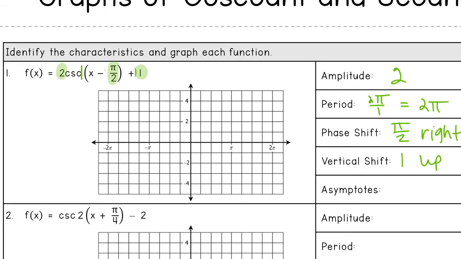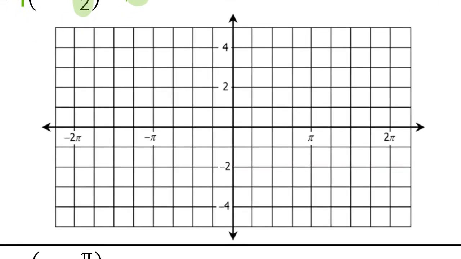So I like to work backwards. I like to start with the vertical shift first. So vertical shift is 1 up. So when I look at my graph, remember we would start from the origin. We're going 1 up. So our midline would be right there at the positive 1. Okay, so that's because of D.